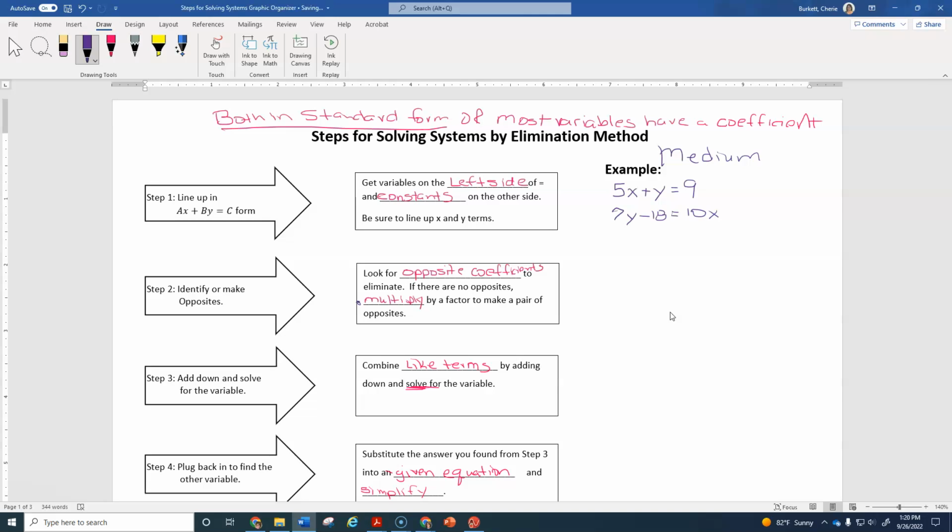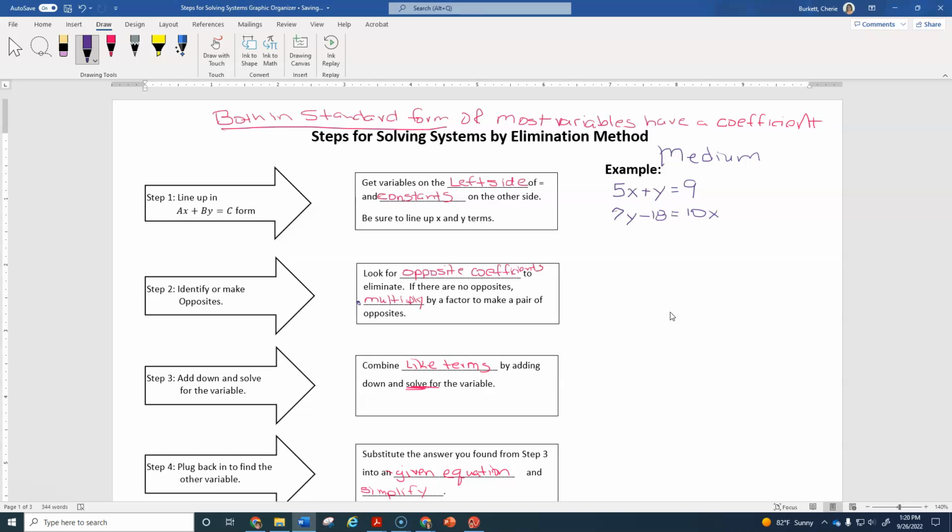So let's worry first of all about getting, here's our equal sign, and the top problem has the 5x and the 1y on the same side of the equal sign. The constants are on the other. This one, I have y together with my constant, and then I have my 10x over here.